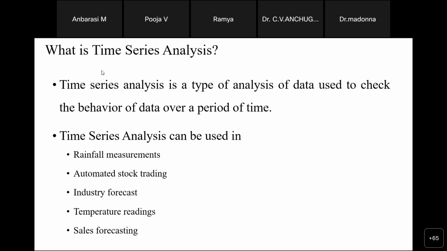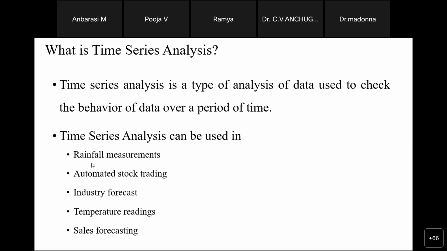So this is a definition for time series analysis. Time series analysis is a type of analysis of the data that is used to check the behavior of the data over a period of time. It is mainly used for analyzing the data, and for that purpose we go for time series analysis. So these are the applications we use it for.